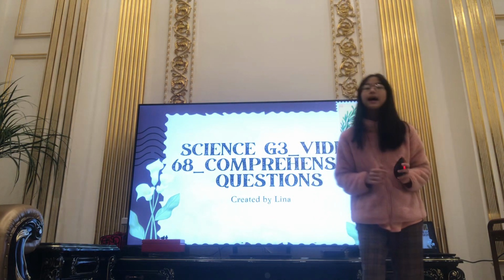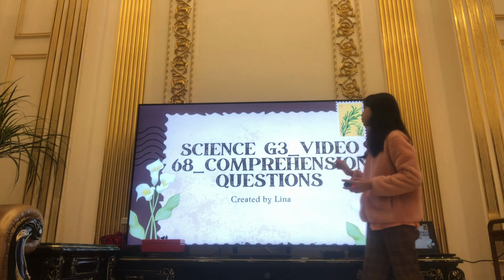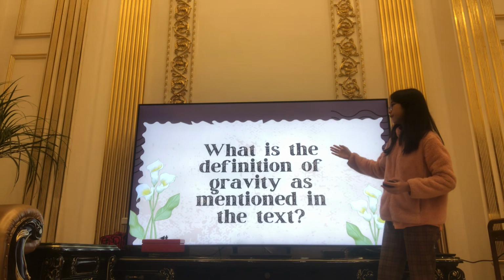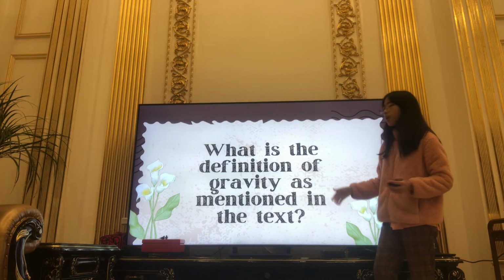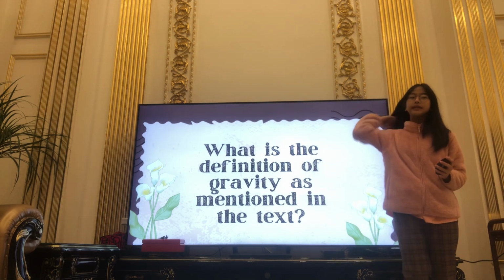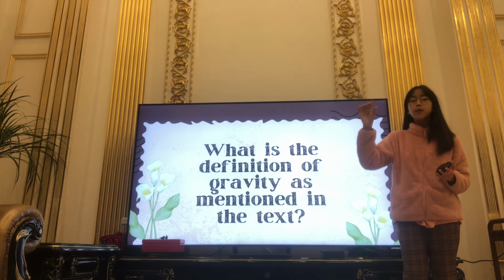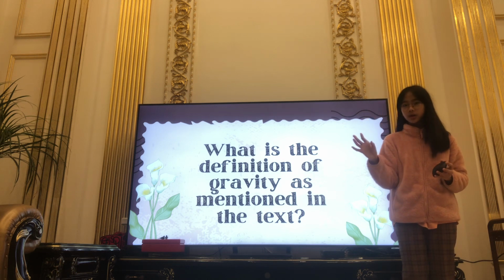Everyone, today I want to talk about Science Grade 3, Video 68 Comprehension Questions. What is the definition of gravity as mentioned in the text? Well, the definition for gravity is a non-contact force that pulls objects toward each other.